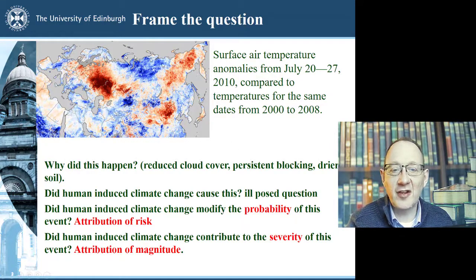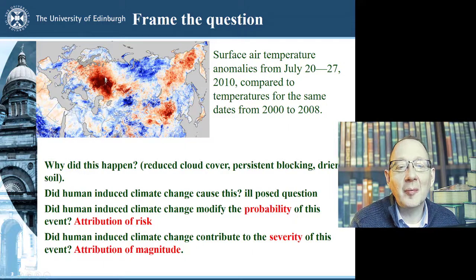So here is Eurasia. This is, I think, satellite data. So this is surface air temperature anomalies from July 20th to 27th, 2010, compared to the normal conditions 2000 to 2008. So you can see this really hot region here in Eastern Europe, basically in central Russia. I think Moscow is about here, St. Petersburg is there. So this extends into the Ukraine.